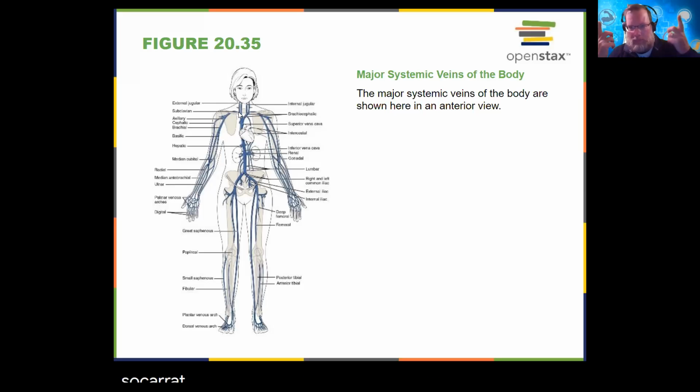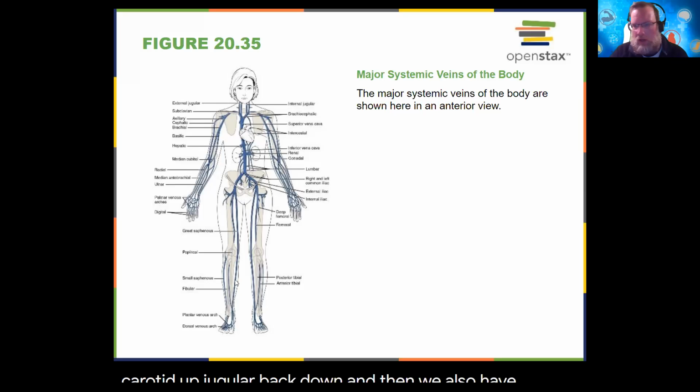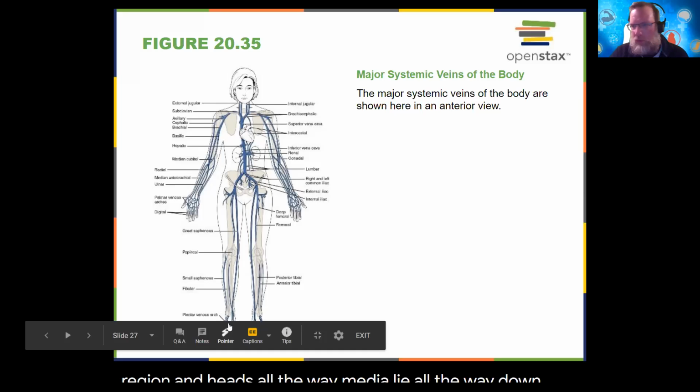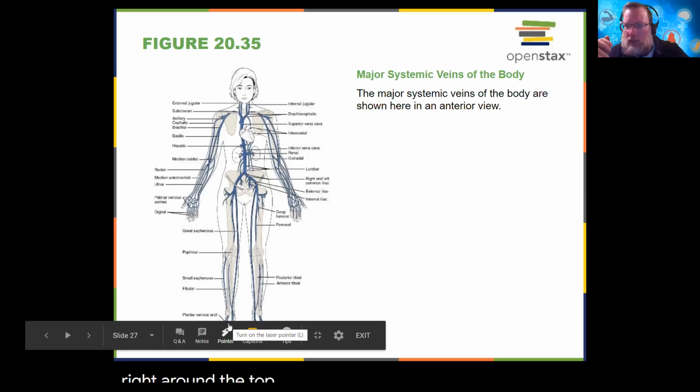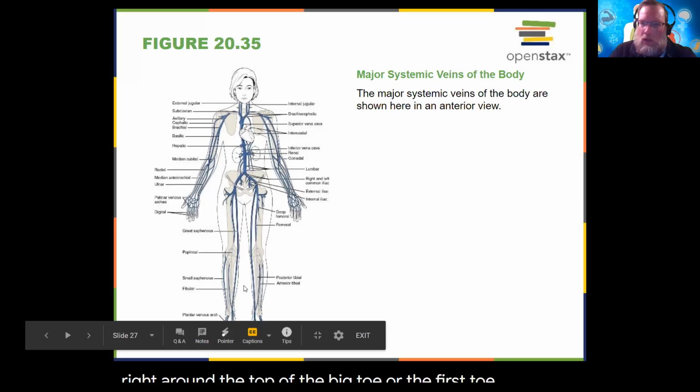So carotid up, jugular back down. And then we also have the longest vein in the body. It starts right around the inguinal region and heads all the way medially, all the way down to right around the top of the big toe or the first toe. They call it the great saphenous vein.